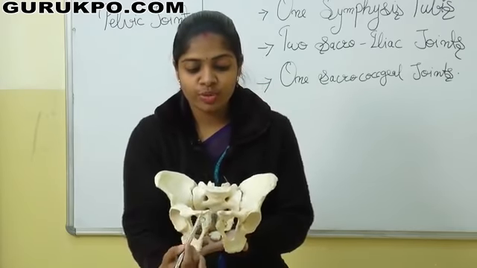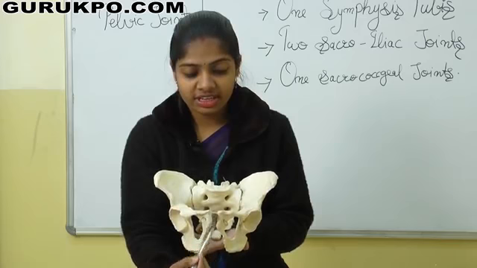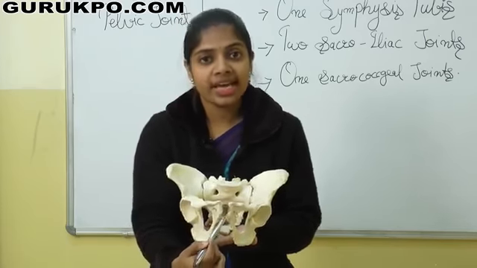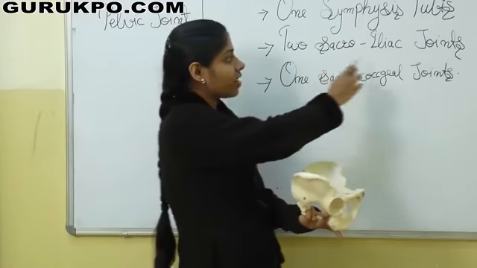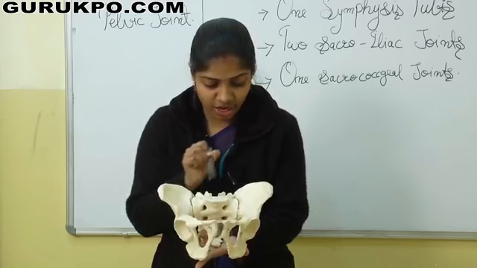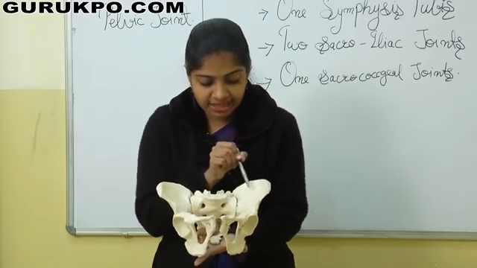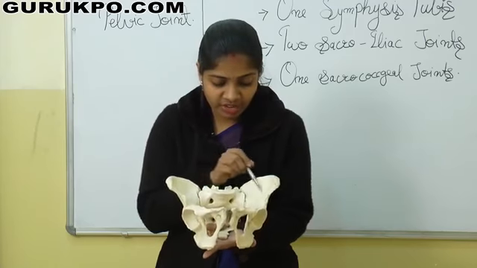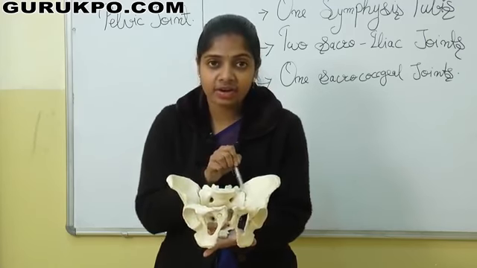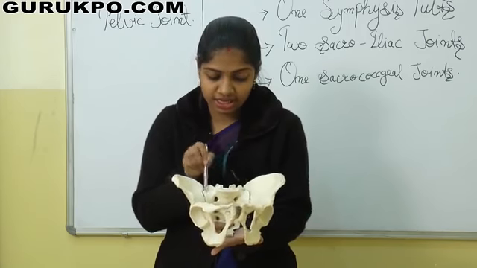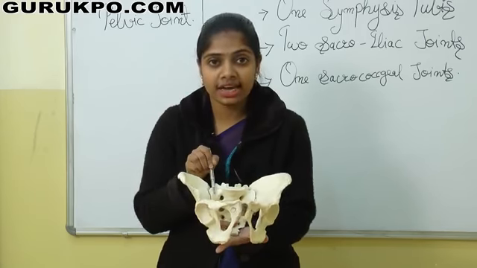Where the two pubic bones join is the symphysis pubis. Next are the two sacroiliac joints, where the sacrum and the ilium join. This is the sacrum and this is the ilium bone, so where they meet is known as the sacroiliac joint.